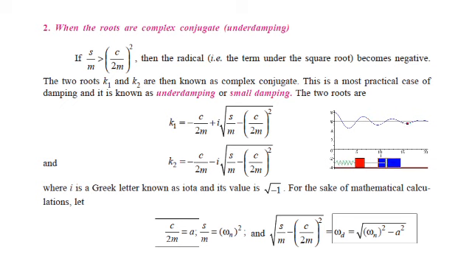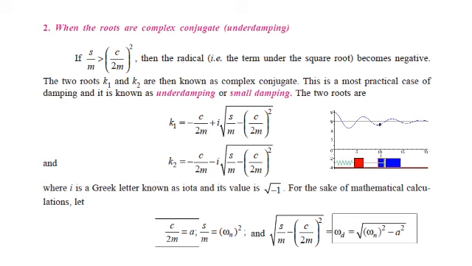This is the most practical case of damping, and it is also known as underdamping or small damping. In that animation I have shown underdamping. In underdamping, the mass comes to its original position slowly while fluctuating about its mean position, and this is the most practical condition, used in various applications such as the shock absorber in all four-wheel drives or two-wheel drives as well.